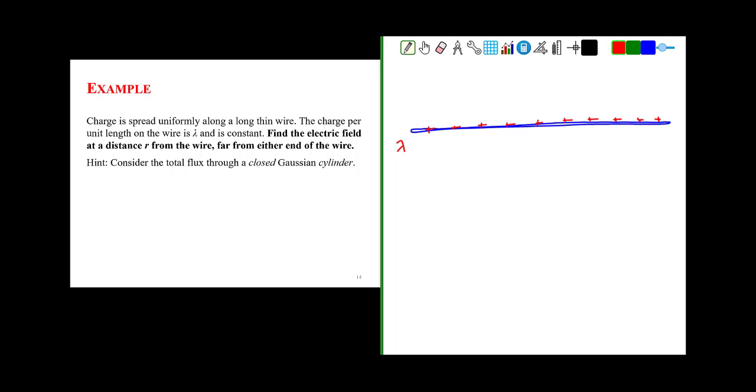We need to find the electric field at a point r away from the wire. So that'll be our arbitrary point. We will say this is a point r away from the wire. Now, this point has to be far from the end. And we have to find the electric field at that point. How do you think we could do that?